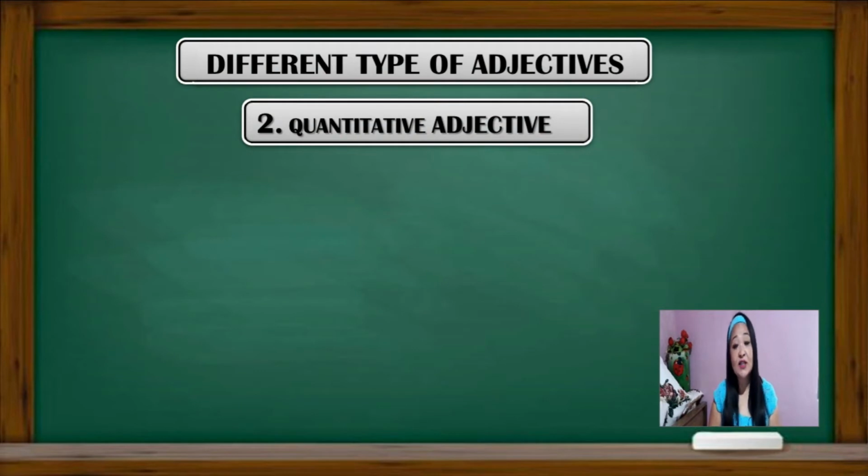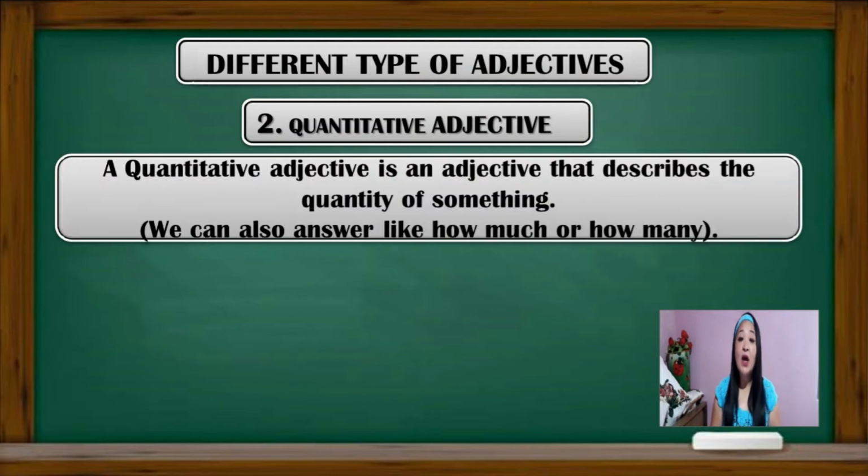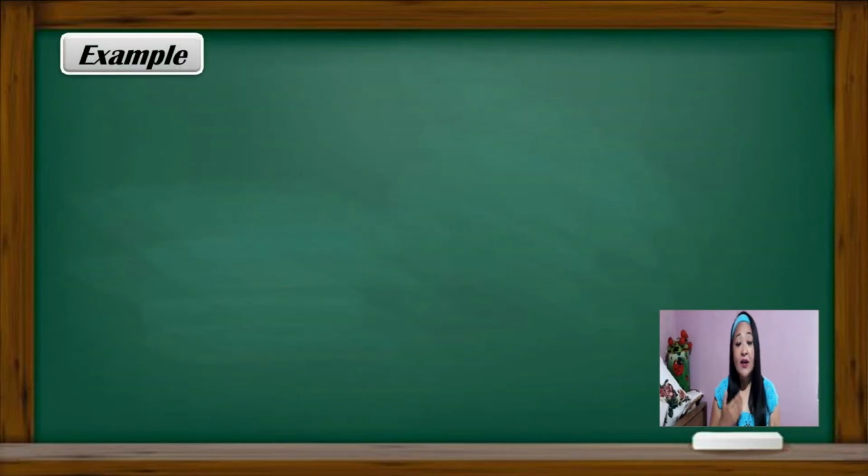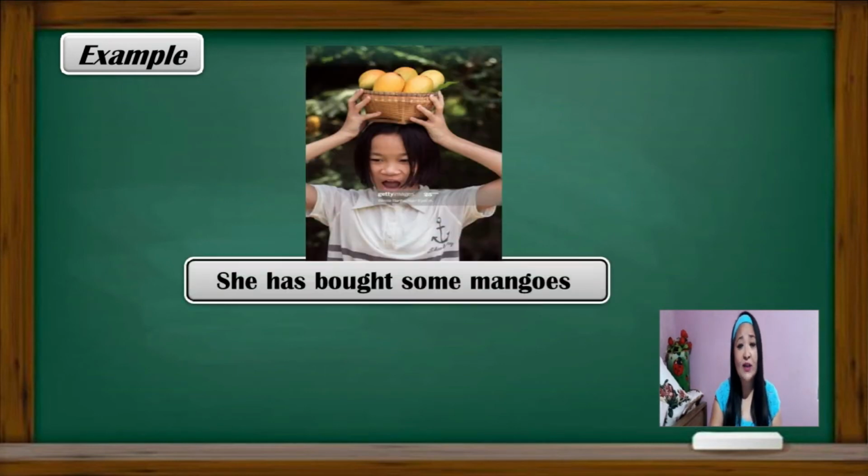The second type of adjective is a quantitative adjective. Now what's a quantitative adjective? A quantitative adjective is an adjective that describes the quantity of something. All right. Now when I say that, what do you mean by quantity of something then? Let's see with the help of an example. Well, she has bought some mangoes. When I say she has bought some mangoes, in this sentence, the word some is an adjective. What kind of adjective? Quantitative adjective, because it tells us about the quantity of mangoes here. So the word some is a quantitative adjective.